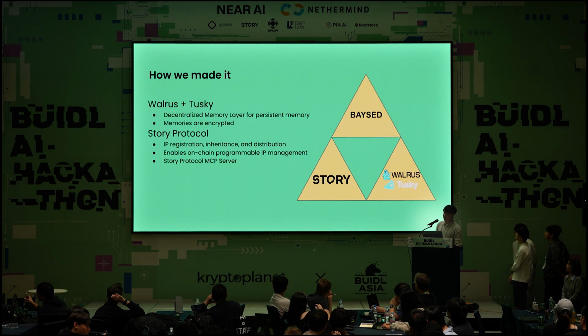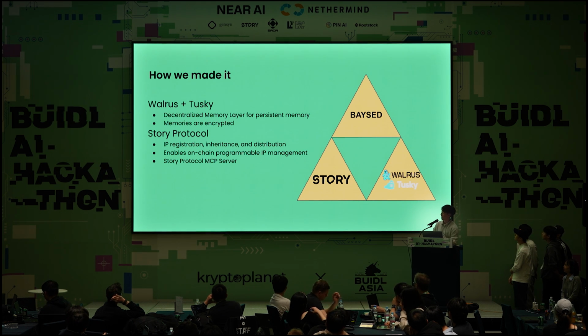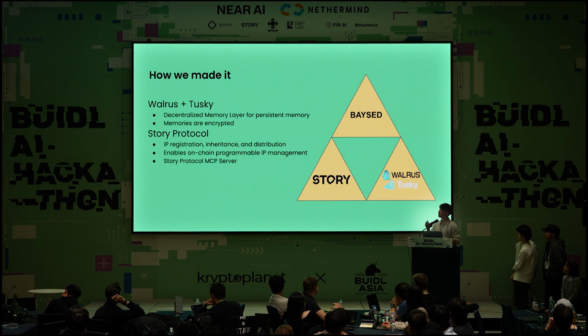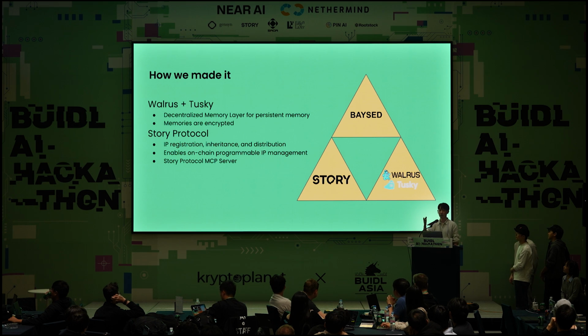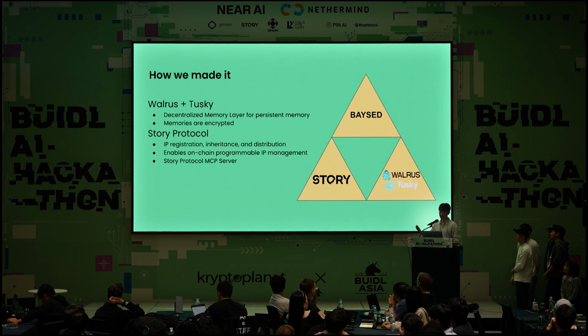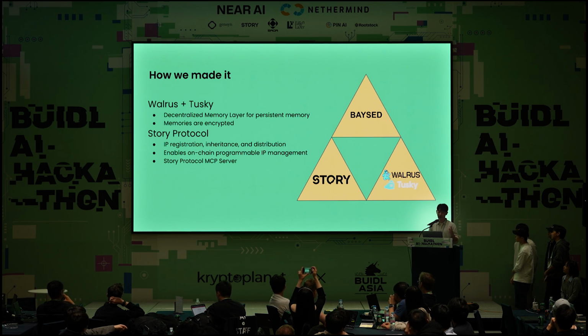So this is how we made it. I call this the Triforce of agent. There are actually three, but two main cores supporting BAYSED. We use Walrus as a data layer, so we can store the memory there, and we use Tusky so we can encrypt that memory so that people who have access can download it. And we use Story Protocol to handle all the IP registration, inheritance, and distribution.